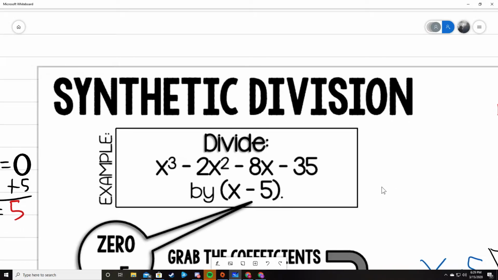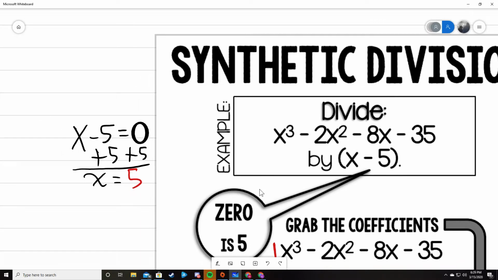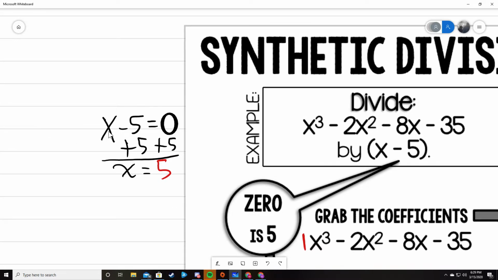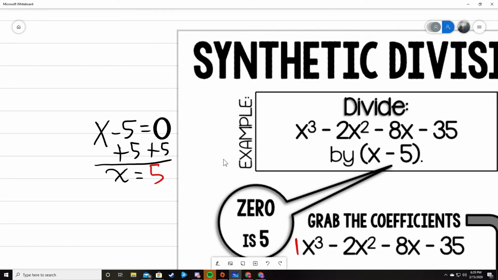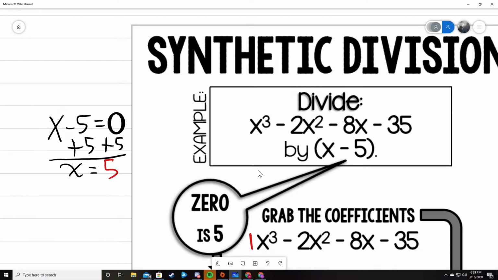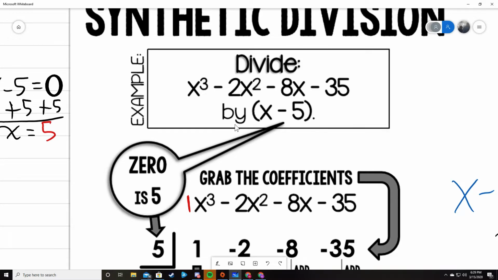First step, we got to take x minus 5 and we're going to find the 0. So we know the 0 for this is when we set x minus 5 equal to 0. We got to get x by itself, which means we add 5 to the other side, meaning the 0 for this is 5. So we get 5 from here. Next, what we're going to do, with the second part of our polynomial division, is find all the coefficients for this right here.